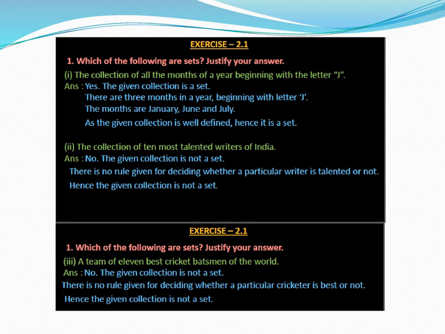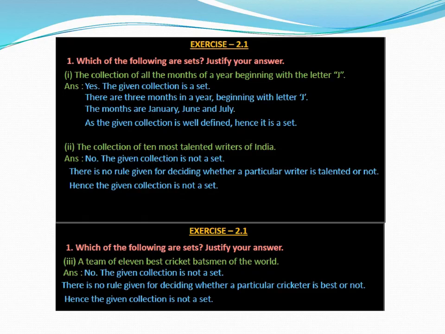Why? Because we can write the number of elements using the given statement. So there are 3 months in a year beginning with letter J. Which months begin with J? January, June and July. Therefore, as the given collection is well defined, it is a set.